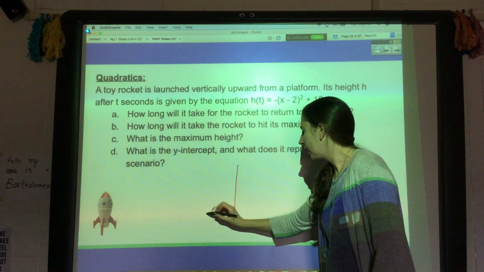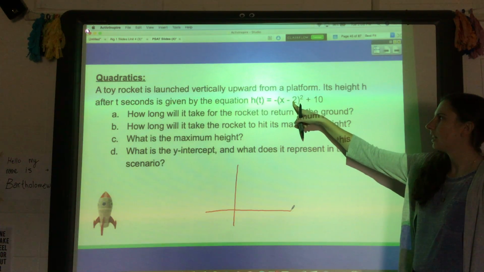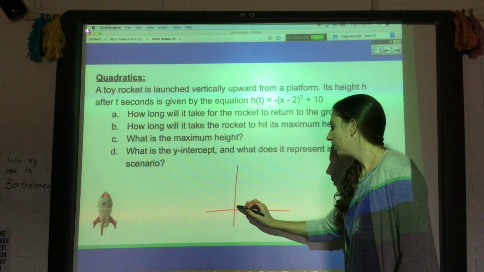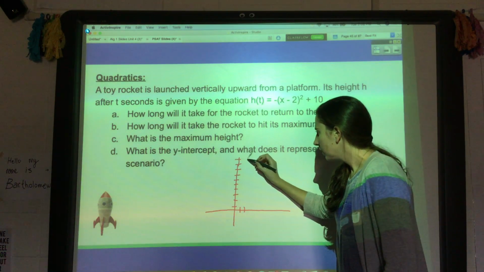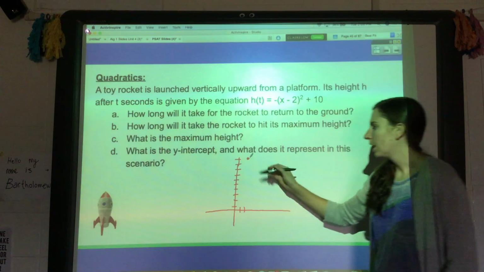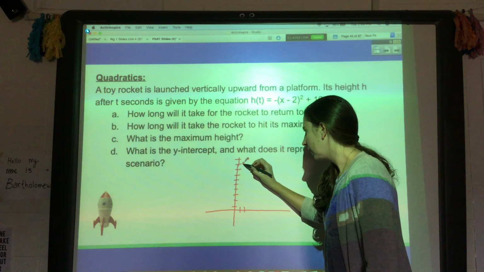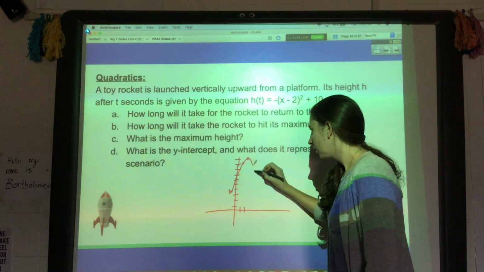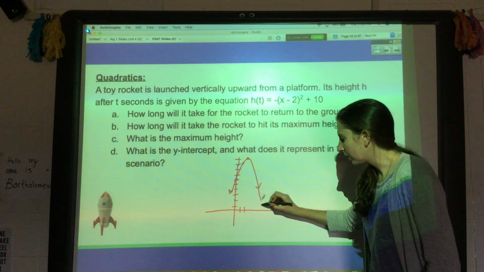I can see that its vertex is at (2, 10) because it got moved right 2 and up 10. So right 2, up 1, 2, 3, 4, 5, 6, 7, 8, 9, 10. So there's its vertex, the height of it, and it's upside down because of the negative, so it got flipped upside down. And I know that typically it goes down by 1, and then 1, 2, 3. So there we go. All right. Let's keep going, I guess, all the way to the ground.